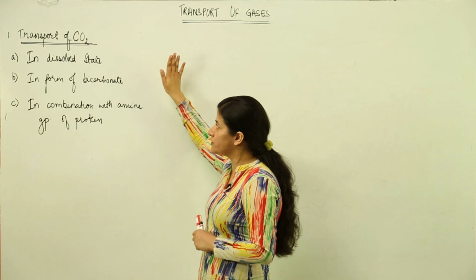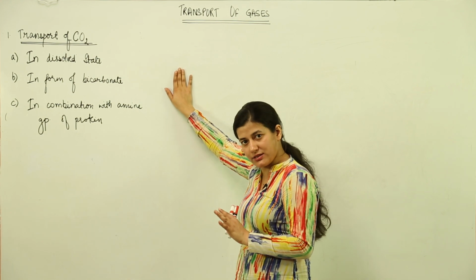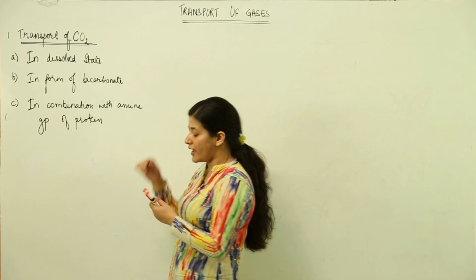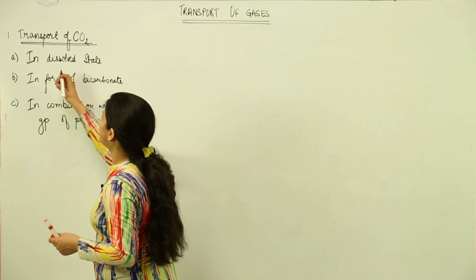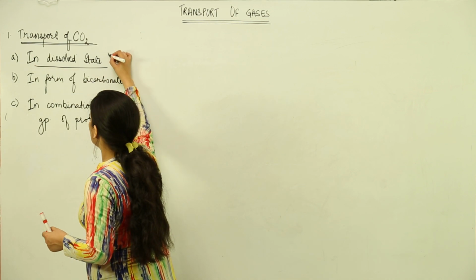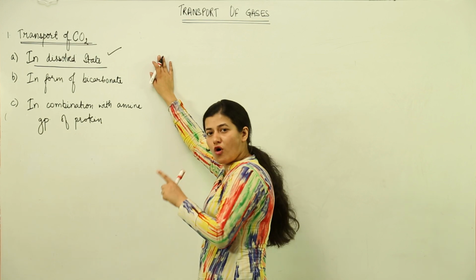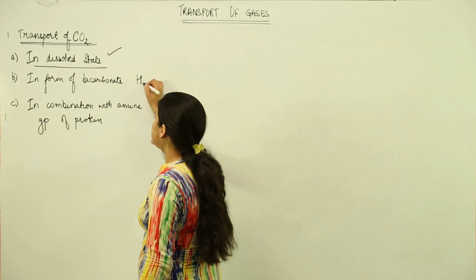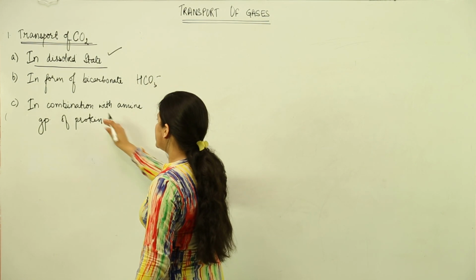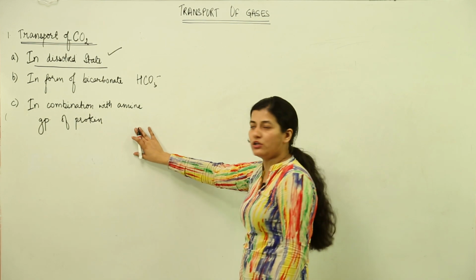Now, how does transport of carbon dioxide take place? There are three methods in which it is carried out. First one is in the dissolved state in the plasma itself. Second one is in the form of bicarbonate ions, okay. And third one is in combination with the amine group of the protein.